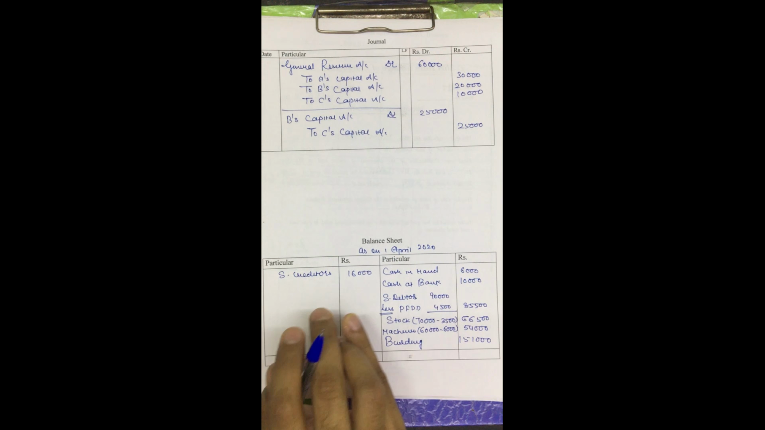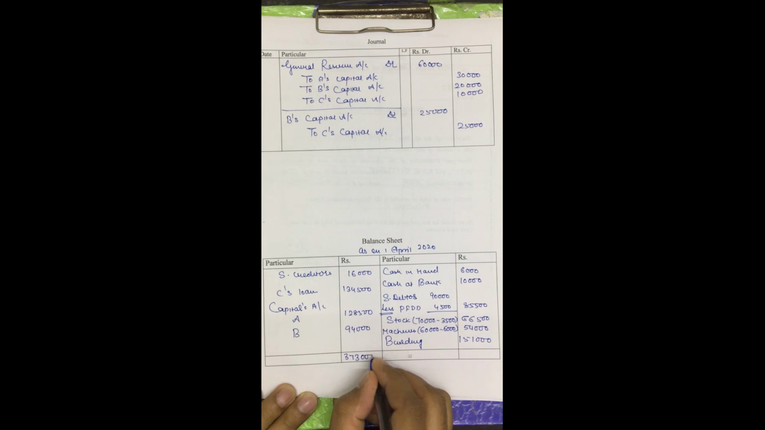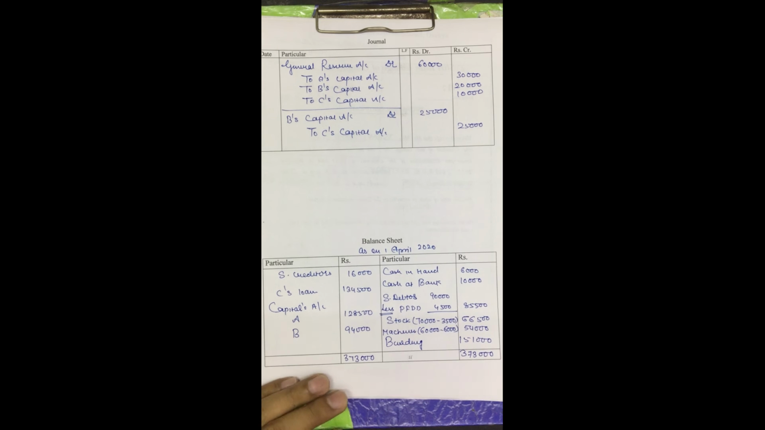General reserve we have distributed, we will not write here. And that is C's loan, we have transferred the amount, C's loan 1,34,500. And write the capital balances of A and B, that is 1,28,500 and 94,000. This comes from the partners' capital account, and the total is 3,73,000 on both sides. If the balance sheet matches, then you are correct. If the balance sheet does not match, you are wrong. You have committed a mistake somewhere.